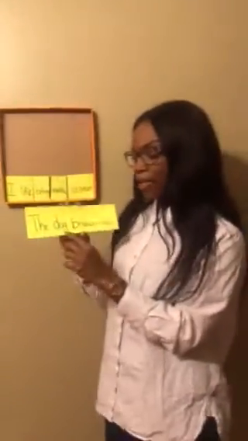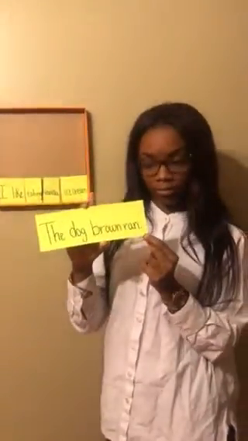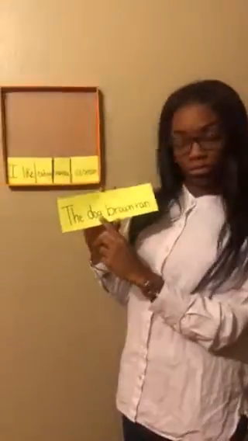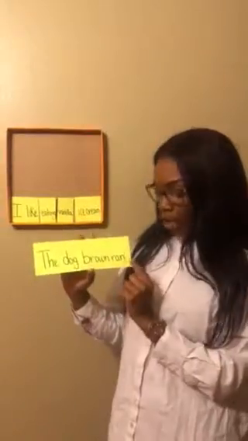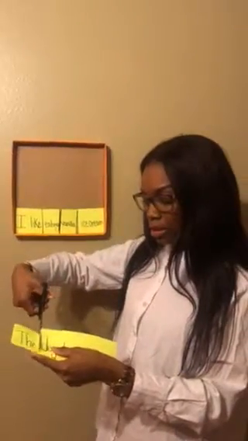I have one more sentence for you all that we're going to go ahead and dissect. And this one's a pretty simple sentence. The dog Brown ran. So we have a noun, we have an adjective, and we have a verb. We also have our capital and our period ending the sentence. So what we're going to do here is cut the sentence up into pieces.